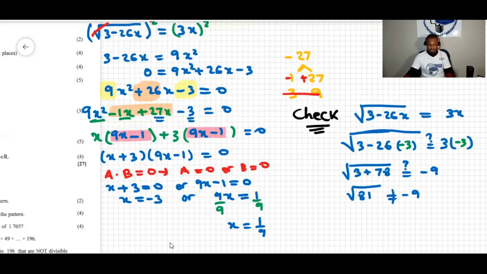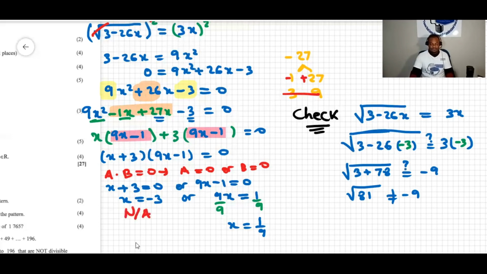If it was x here, then we could say plus or minus, but we cannot do that. So the square root of 81 is 9, not -9. Therefore we say this is not applicable. It's not a valid answer.